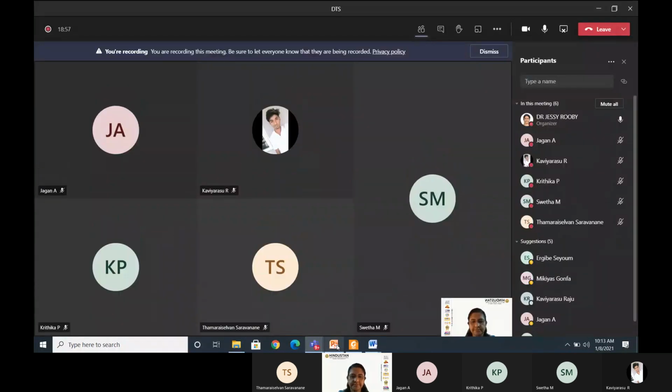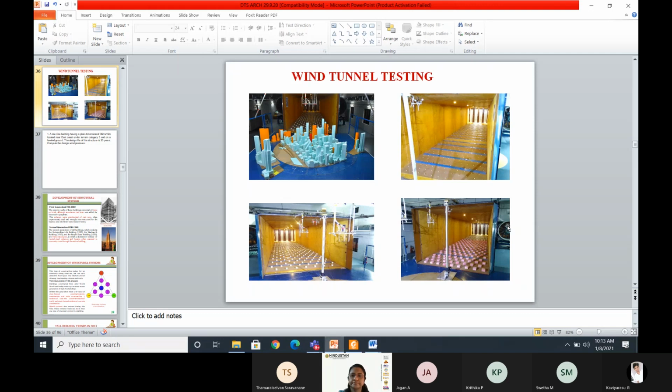Can you see the PPT? Yes, ma'am. Okay. So in the last class, what we were discussing about the earthquake loading, isn't it?